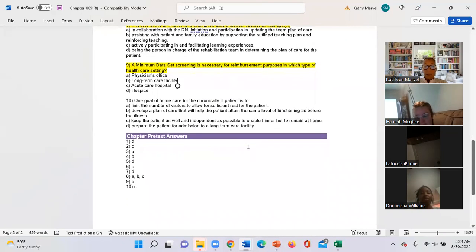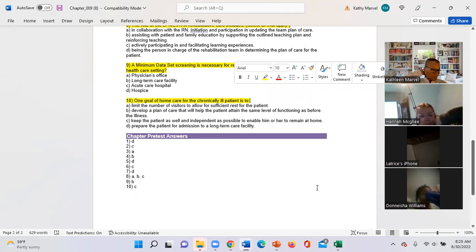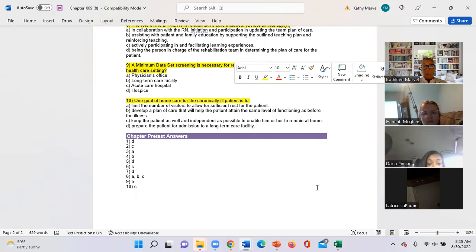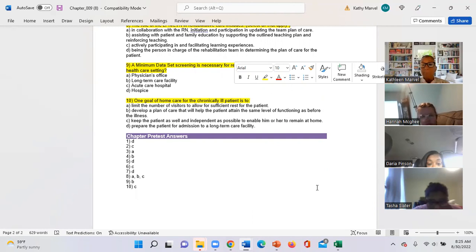And then the last one, number 10. One goal of the home care for the chronically ill is to what? Is it C, keep the patient as well and independent as possible? That is correct. And why is that the answer? Because when you are chronically ill, most of the time there's no cure, but you're just trying to make sure they are as comfortable as possible throughout their care.